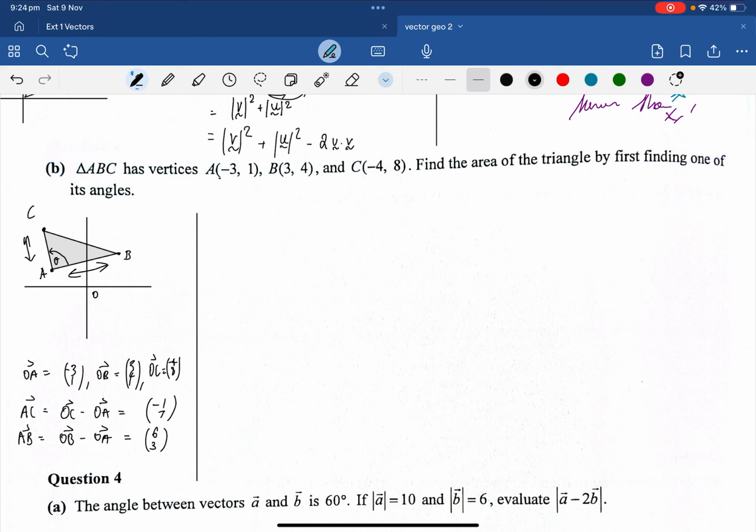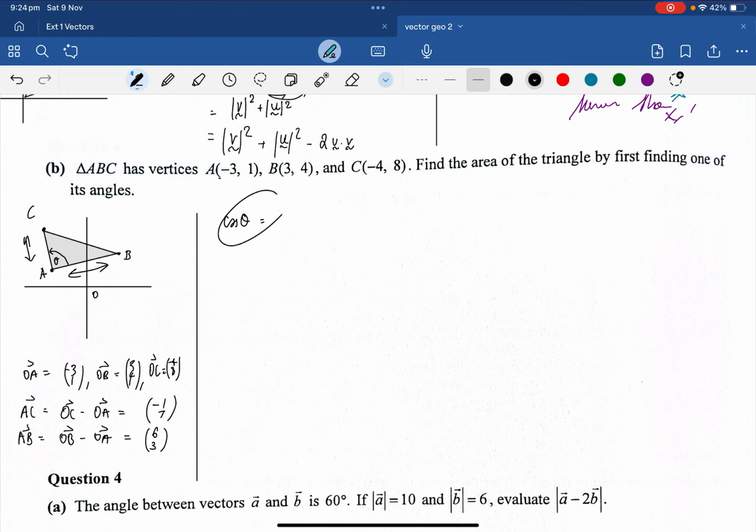They want us to find the area of the triangle. First we can find this angle. How can we find it? By using our usual vector methods, which is cos theta is equal to the dot product of the AC and AB vectors over their magnitudes. They're just going to treat these as two vectors, and this is the angle between them.